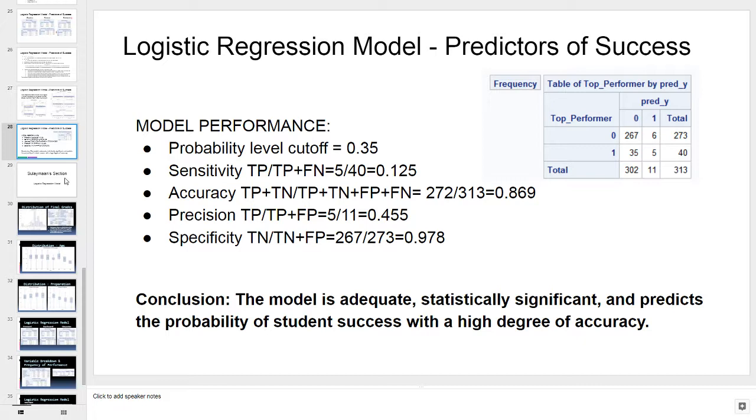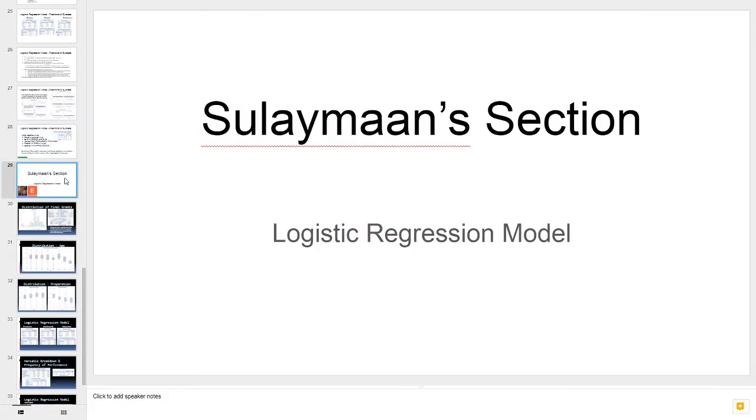If you look at just the confusion matrix alone, it shows that yeah, we did have a few false negatives there, or sorry, a few predictions of 0 where the person ended up being a top performer. But overall, the model's pretty good. It's adequate, statistically significant, and predicts with a pretty high degree of accuracy. So next, I guess I'll turn it over.